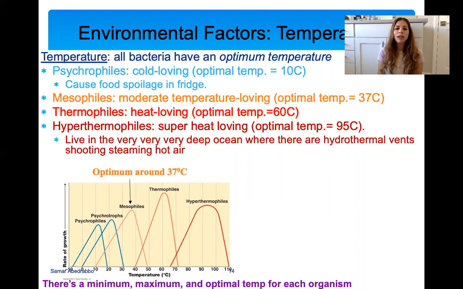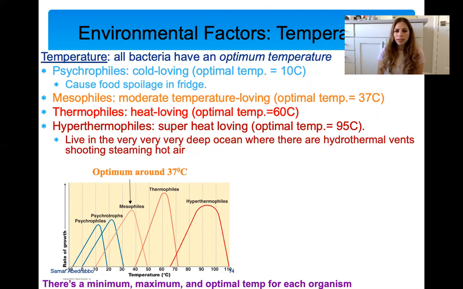Mesophiles, which are most microbes, are moderate temperature loving bacteria. Their optimal temperature to grow in is 37 degrees Celsius, which is body temperature. Most microbes like moderate temperature. Thermophiles are microbes that like heat, so their optimal temperature is 60 degrees Celsius. So these are microbes that we see growing in very warm places. And then hyperthermophiles, which are rare to find, are microbes that like really, really high heat. So their optimal temperature to grow at is 95 degrees Celsius.